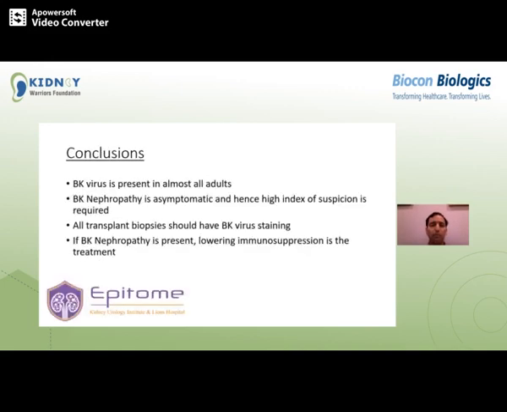So to conclude, BK virus is present in almost all adults. BK nephropathy is asymptomatic. So unfortunately, there are no easy signs or symptoms that would identify who is going to get BK virus infections or BK nephropathy. And so we have to have a high index of suspicion to suspect and then diagnose. And for diagnosis, we would need a transplant biopsy and need to do a BK virus staining on it. If BK nephropathy is diagnosed, lowering immunosuppression is the treatment that we would have to do, with close monitoring in the future.